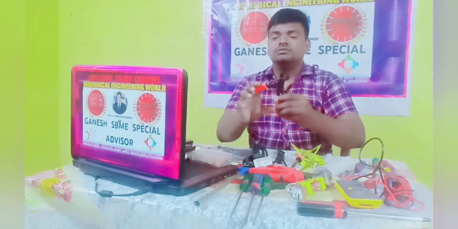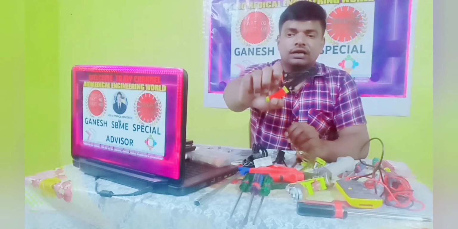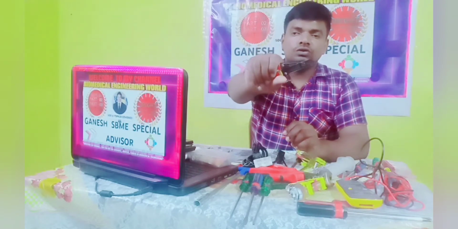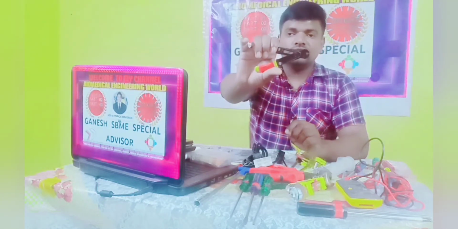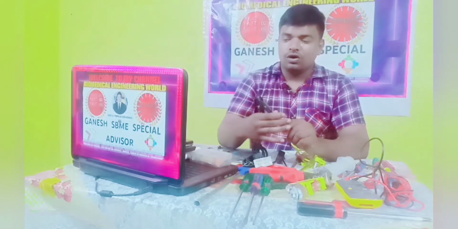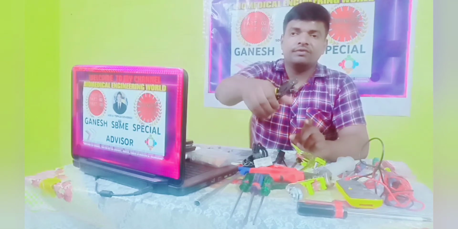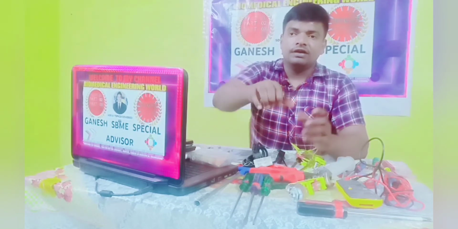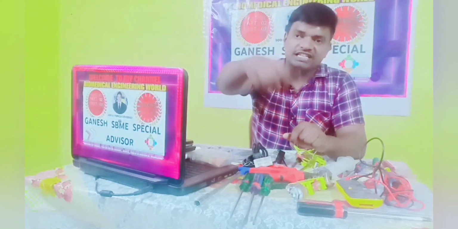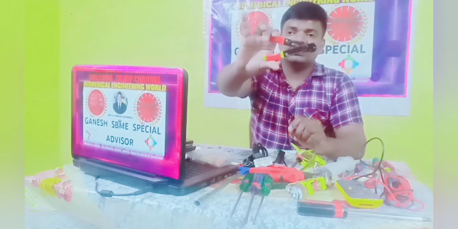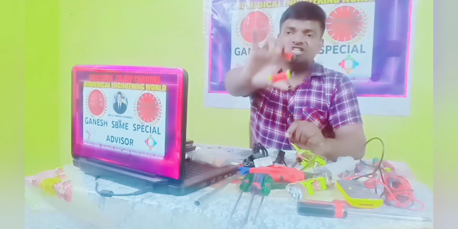Next one, cutter. This one we mostly use as a cutter or wire stripper. We can use this to remove wire insulation. When soldering two wire connections, we need to remove the insulation. So we can use this wire stripper for wire cutting, wire stripping and wire closing.